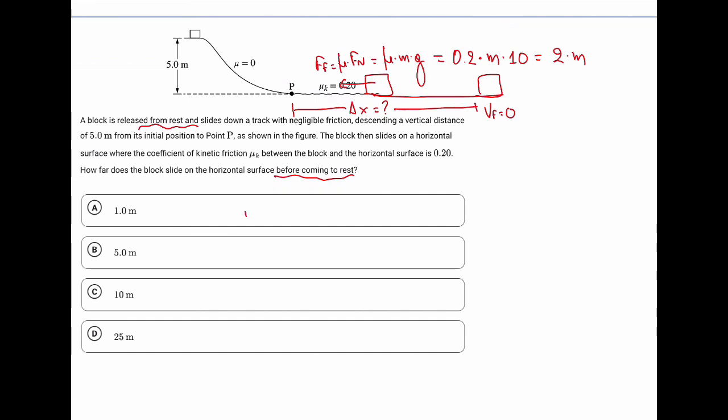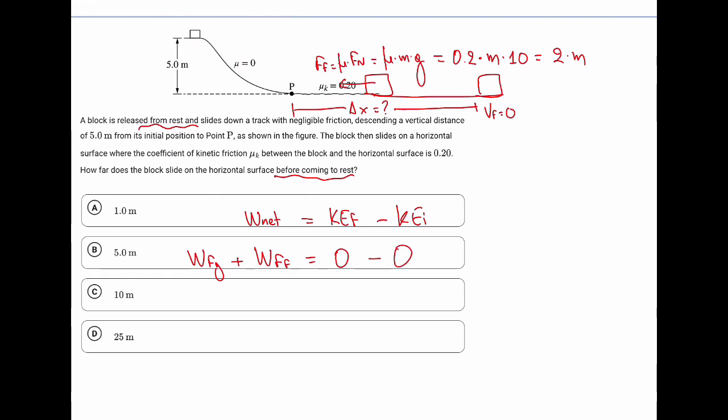Now, what we can say is that the work net acting on the object is equal to the kinetic energy final minus the kinetic energy initial. Now, the work net during the whole motion is, as the object is moving down on the inclined plane, the only force that does work is the force of gravity. So it is the work by the force of gravity during the motion downwards, plus the work by friction. However, we need to remember that the work by friction will have a negative value. The kinetic energy final is 0, and the kinetic energy initial is also 0.